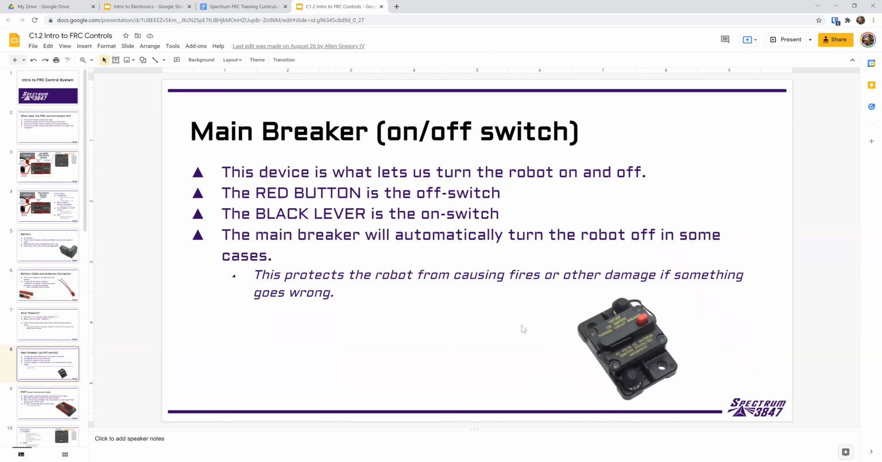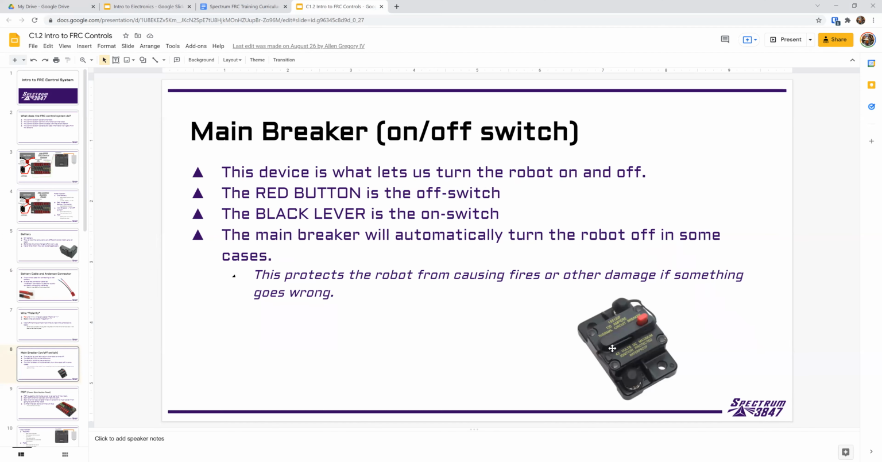We can ignore that slide. This is an up-close picture of the main breaker. It might be a little bit hard to tell, but there's a red button here, and that's the off switch. So if you need to turn off the robot, you want to push that red button down. And then you definitely can't tell it here, but there's a black lever here.